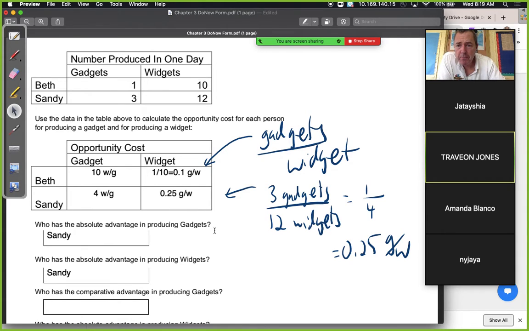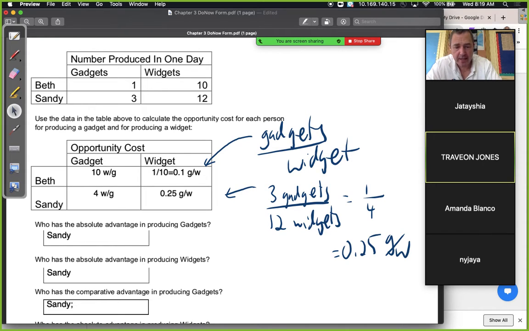So now we're going to look at opportunity cost. Who has the comparative advantage in producing gadgets? Beth or Sandy? Sandy. And if I asked you to explain why, what would you say? Because it only costs her 4 gadgets to make 0.25 widgets, while for Beth it takes 10 gadgets just to make 0.1 widget.